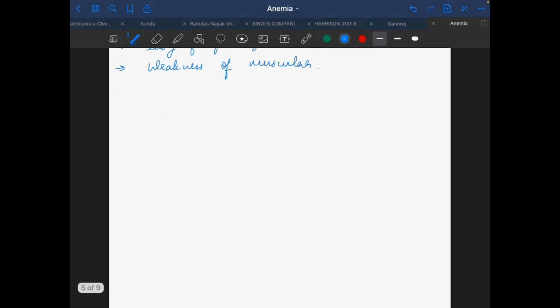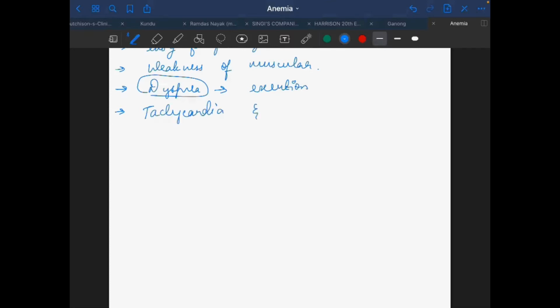There might be other features like dyspnea. This happens generally after exertion in mild anemia. In severe anemia, dyspnea may be present at rest also. Then you can see tachycardia also and palpitations in the child.